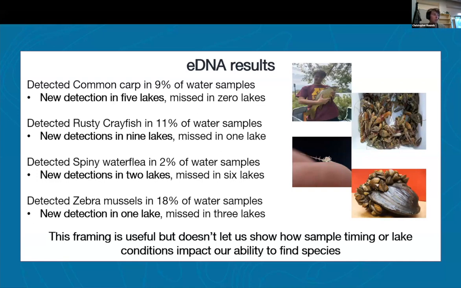Zebra mussels, on the contrary, we had the easiest time detecting them. We detected them in 18% of our water samples. We had new detections in 1 lake, and we missed them in 3 lakes where they were thought to exist. And so this is a really useful way to frame the background of how detectable these species are, and to be able to say, oh yeah, we found this species in this lake.